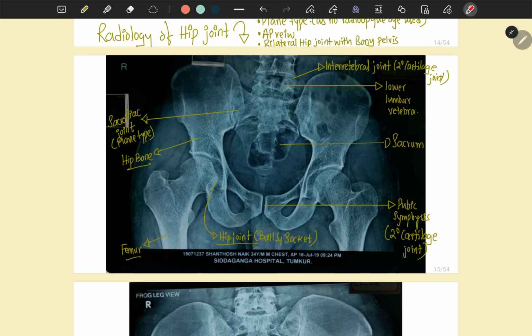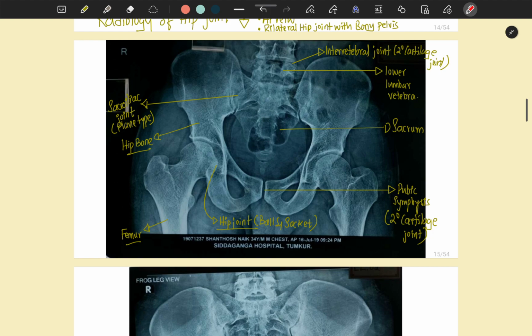And the neck, and this is the shaft. The shaft and the neck are connected here. This angle is called the neck shaft angle. This angle is 125 degrees in adults and 140 degrees in children. In adults it is more in females.